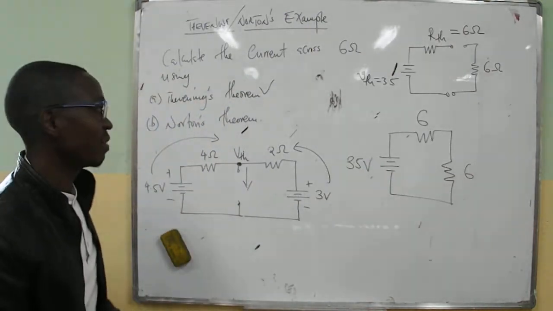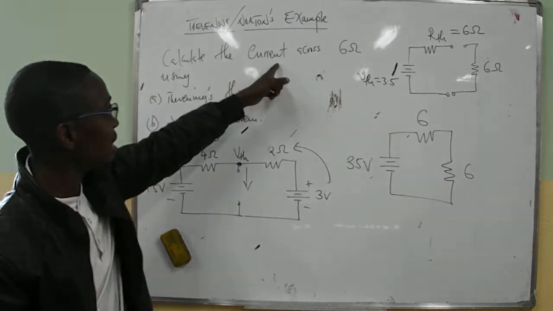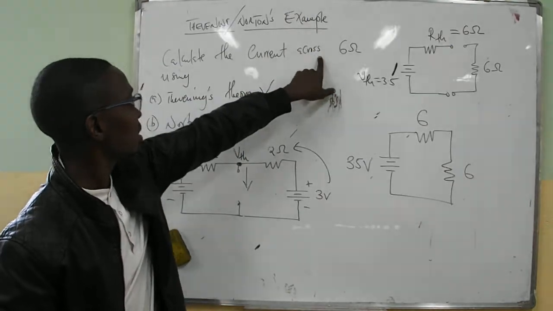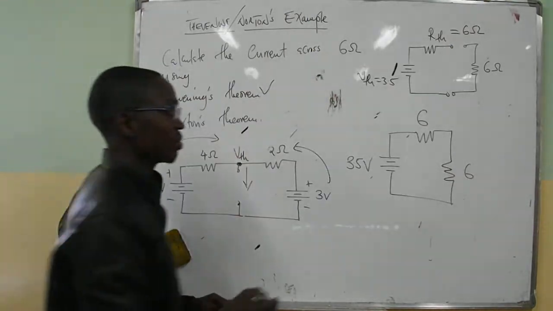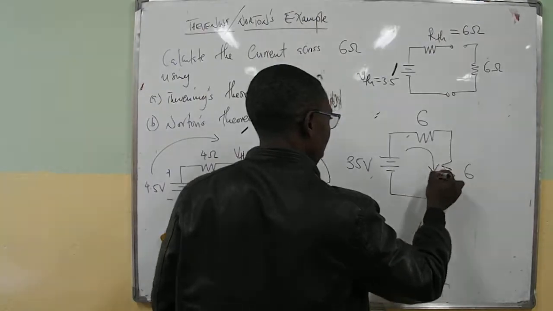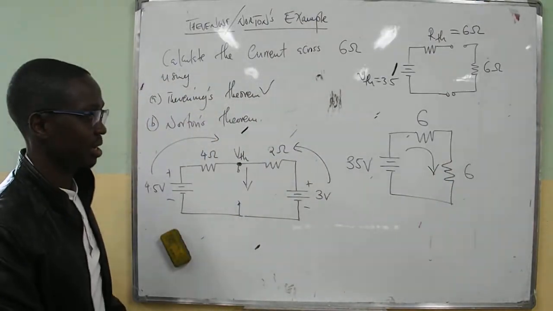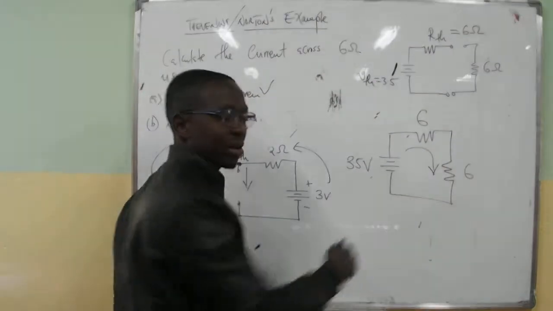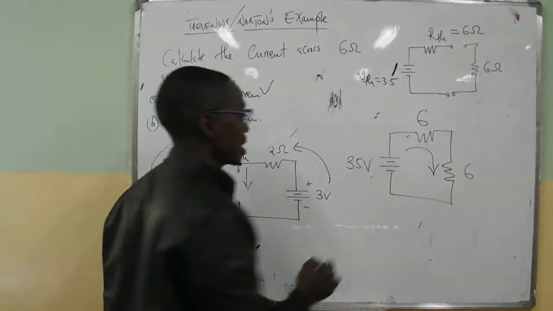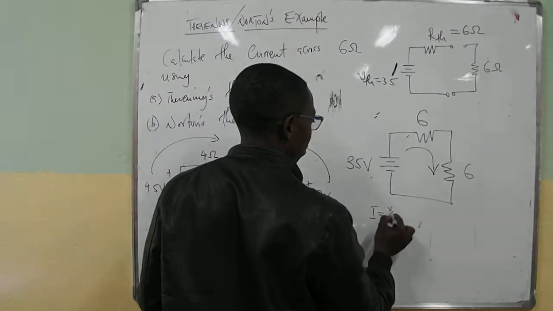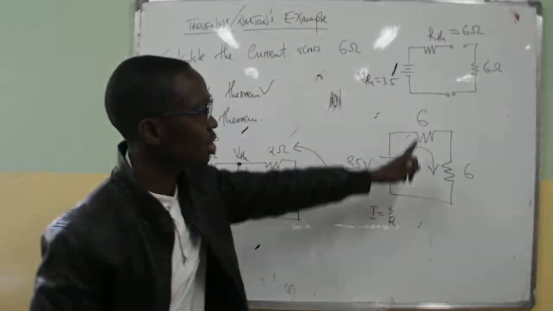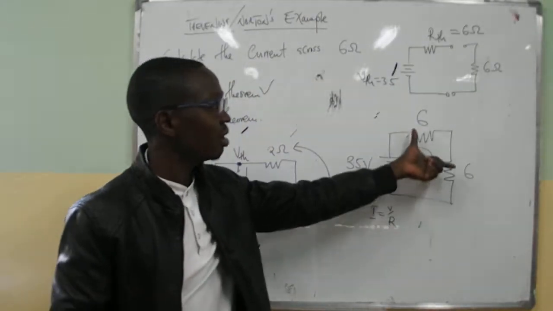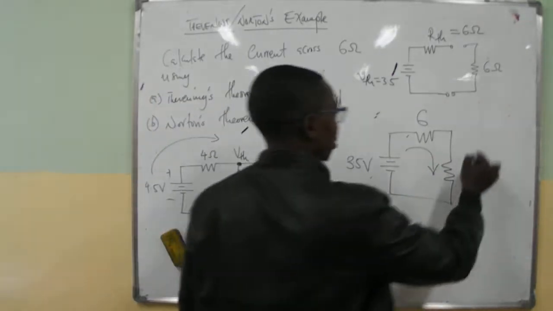Okay, upon having this, the question was saying calculate the current across the 6 ohm resistor. So we want to find the current now which is passing through the 6 ohm resistor which is there. So how do you find the current passing through that? In short, we want to find the current in this circuit. So the current is given by voltage over resistance. But here you've got these two resistors which are in series. So find the total resistor of this circuit.